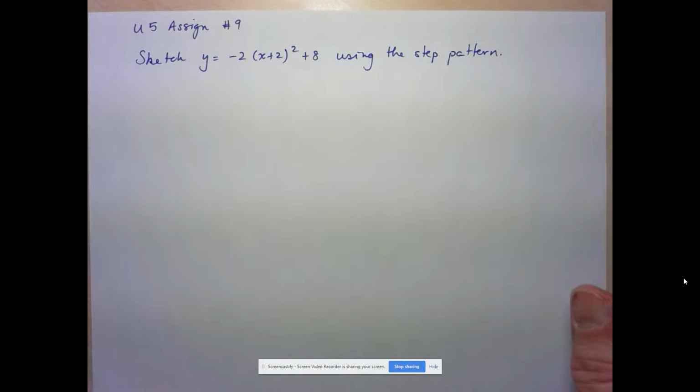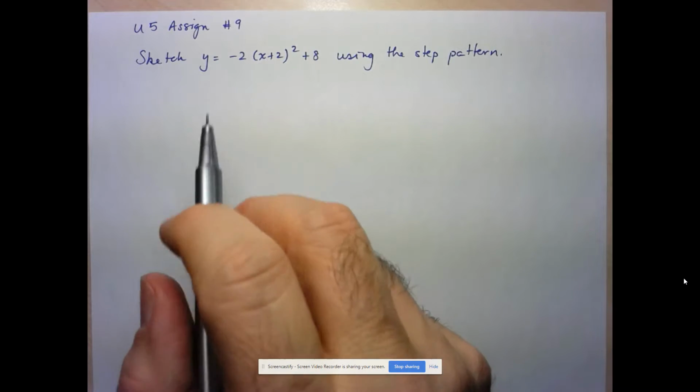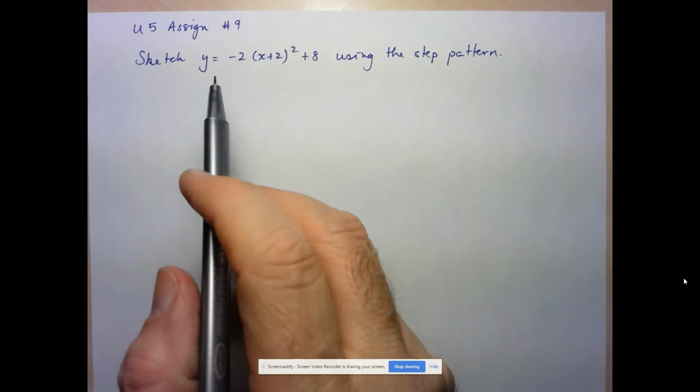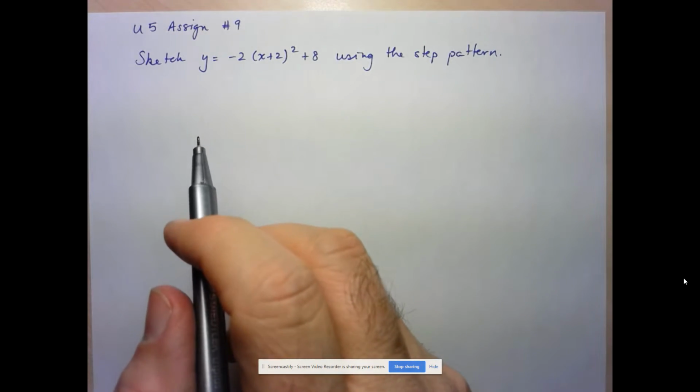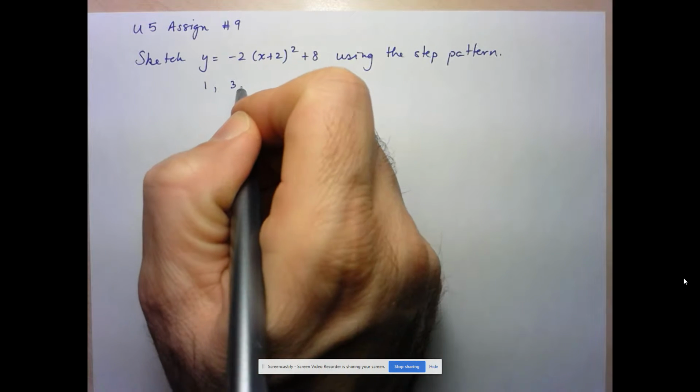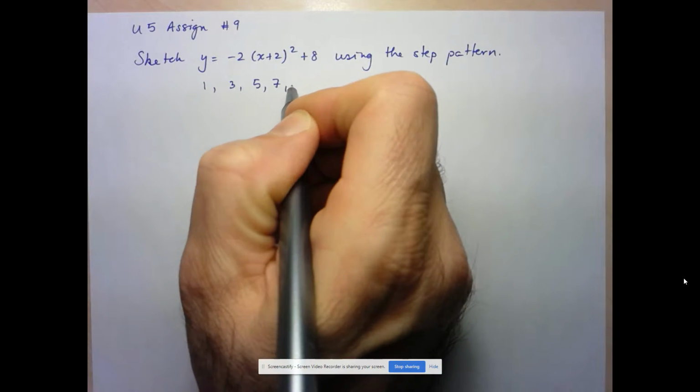Hi folks, we're going to take a look at number 9 from the Unit 5 assignment. They're asking us to sketch this quadratic function using the step pattern. The first thing we're going to do is determine what the step pattern is going to be for this function. The basic step pattern is just 1, 3, 5, 7, and so on.